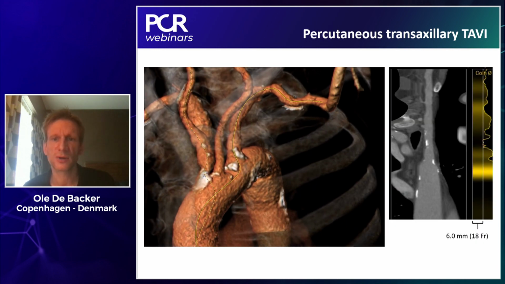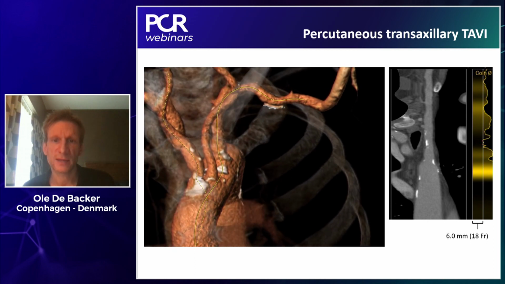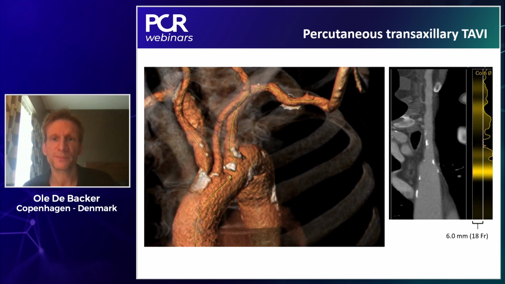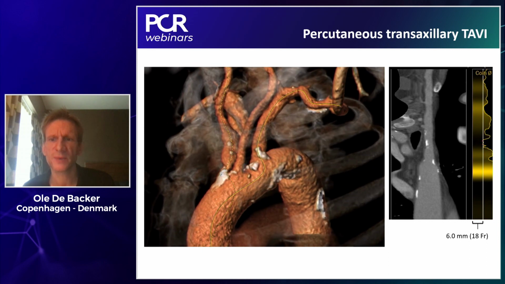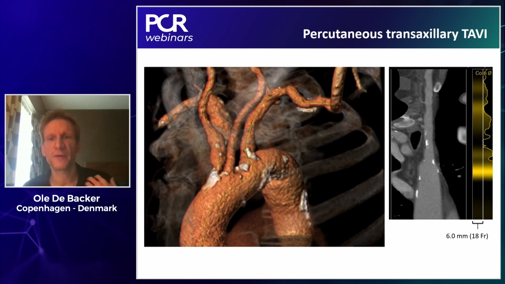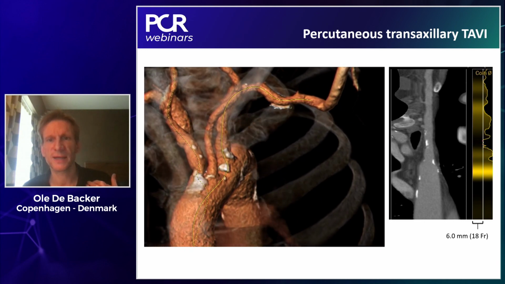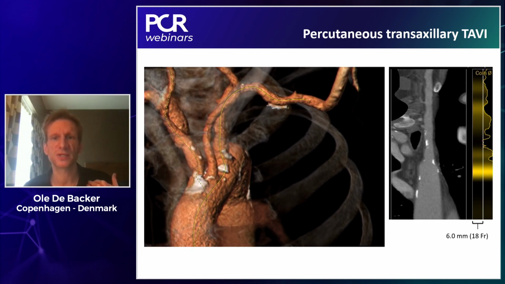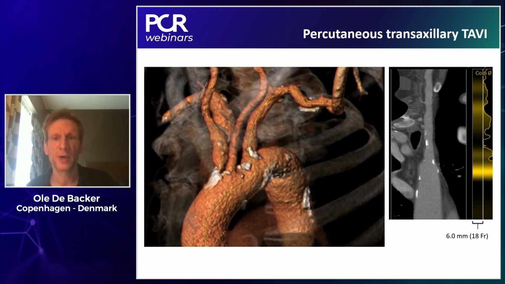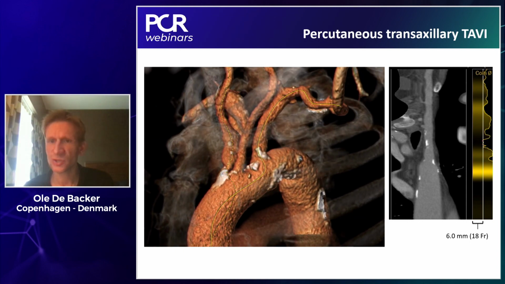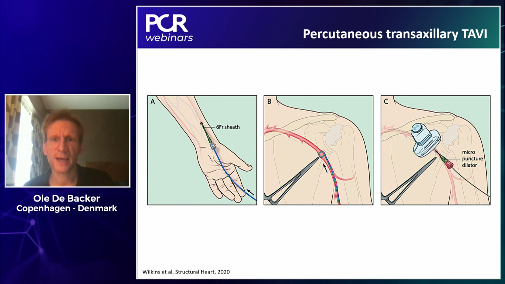So we had a look at the subclavian and axillary artery. And as you see, this looks very nice. We have diameters of above 6 millimeter with only mild calcification. Don't be afraid of that tortuosity you see there in that axillary artery. That's just because the patients are laying with their arms up under the CT. That's not because it's very tortuous. And so this case was accepted for percutaneous transaxillary TAVI.